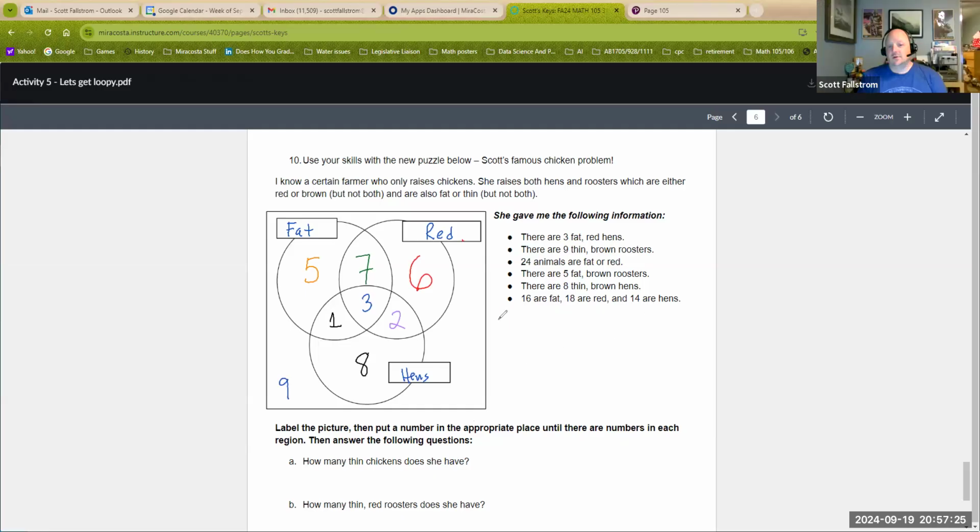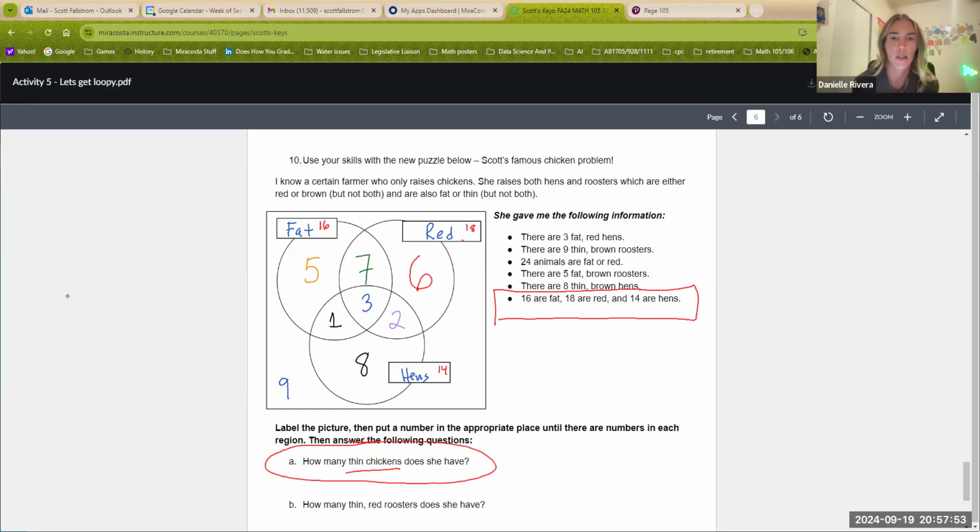That's all it is. So if you go back to the test, I guarantee you, I gave you these numbers. And if you need to, you could come up here and say, okay, fat has to have 16, red has to have 18, hens have to have 14, right? Just don't write like 14 hens right here, because then from that point on, it's gonna be hard for you to get anything. Okay, let's go down. There's questions then. How many thin chickens does she have?